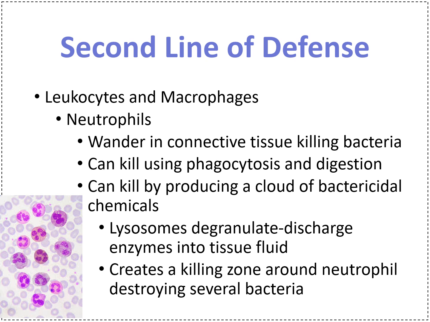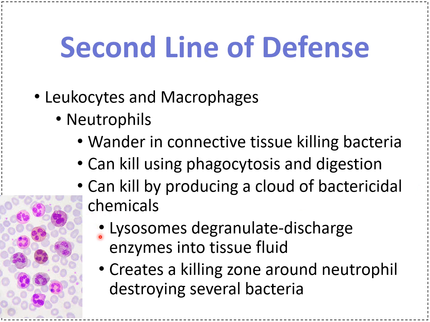And so some of those macrophages are neutrophils. Neutrophils are the wandering cells. They will wander throughout connective tissue looking for bacteria and killing bacteria. And so it can kill this bacteria by using the phagocytosis and digesting, but it can also kill by producing this cloud of bactericidal chemicals. So cidal means to kill bacteria. So these are chemicals that kill bacteria.